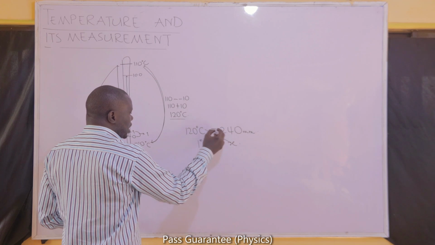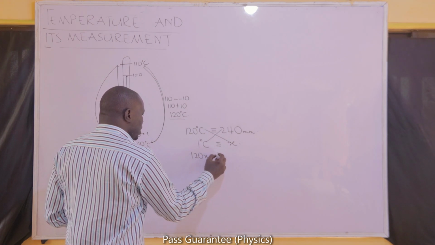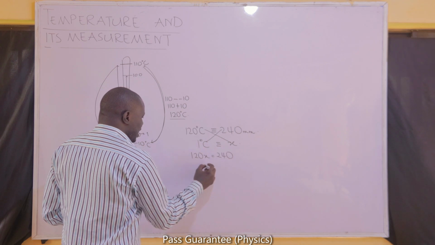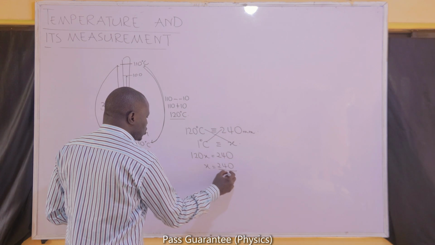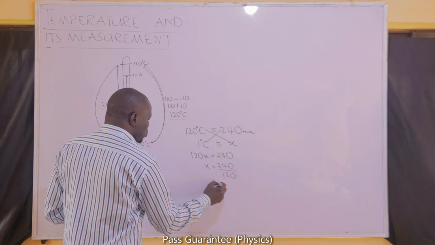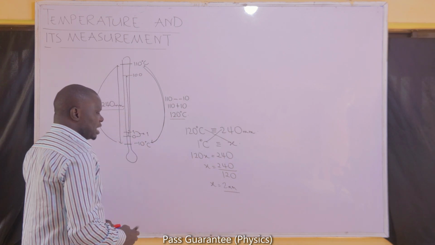If I do that, I will have 120x must be equal to 240. So x must be equal to 240 divided by 120. If I divide that, I should have 2 millimeters. And that is the final answer to that.